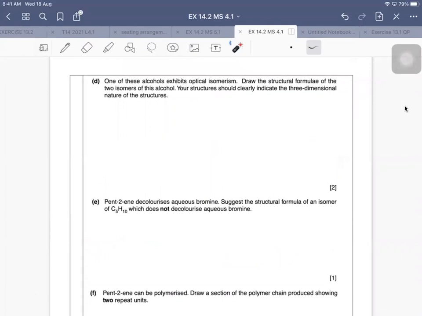One of these alcohols exhibits optical isomerism. Draw the structural formula of the two isomers of this alcohol. Your structures should clearly indicate three-dimensional. Remember for this question, when you are asked to draw the optical isomer, you need to draw them in 3D. Your guide is to start with a 3D tetrahedral structure first. You start with drawing this, and then only you look at what are attached to that particular chiral carbon.